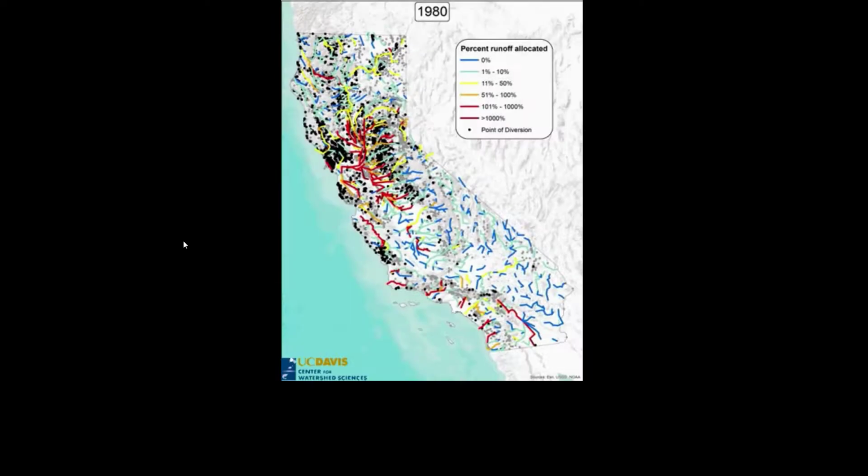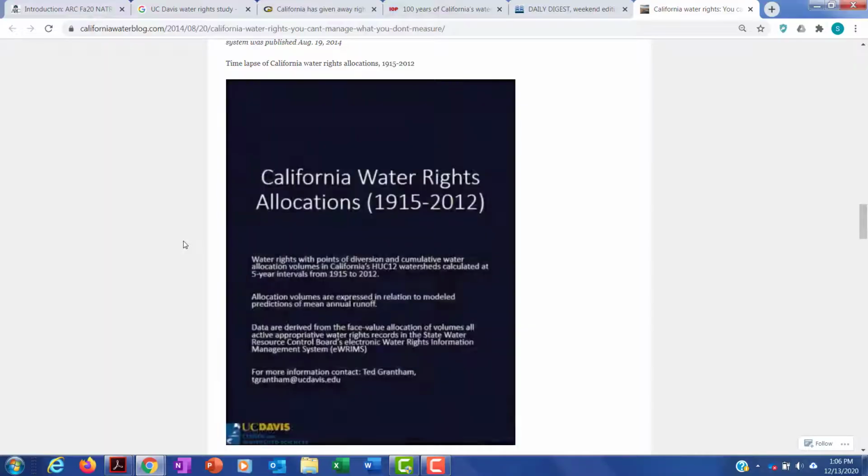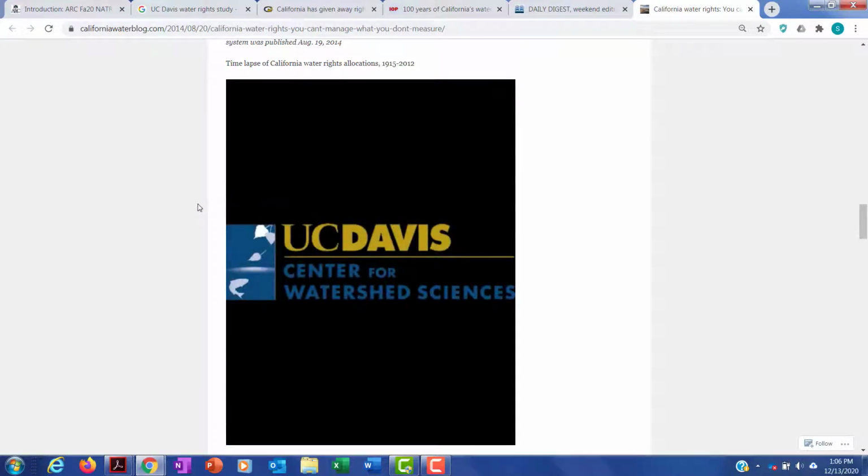Here's 1970. More and more rights allocated over time until you get to the point where they estimate, and this is again just one study, but they estimate that about 5 times the amount of available water has been allocated. So that's kind of an interesting little factoid to think about.